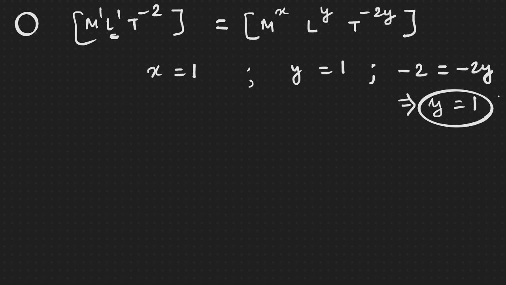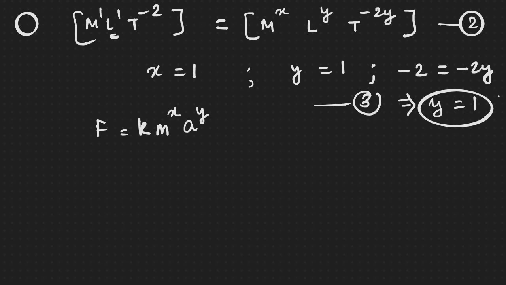So what we are getting actually: F equals K m to the power X, a to the power Y, which we have written in equation 1. This is equation number 2, from where we got X equals 1, Y equals 1. And this is equation number 3. So putting equation 3 in equation 1, what would we be getting? M1 A1. That means F equals MA.